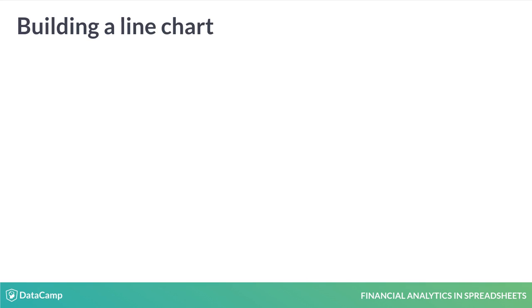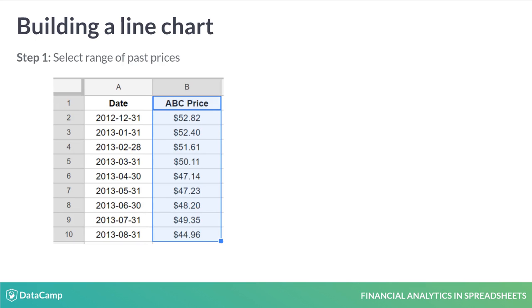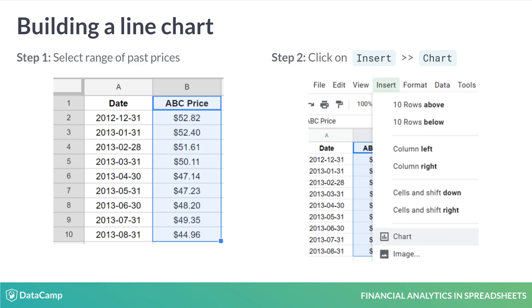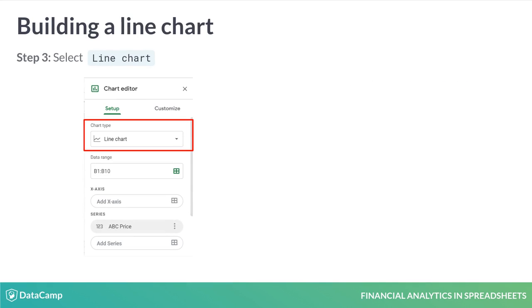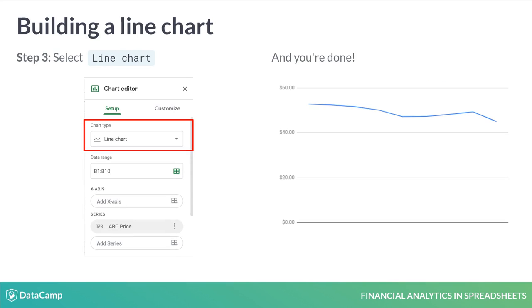Building a line chart with Spreadsheets is easy. First, you select the range of cells that you want to display. Next, you click on Insert and then on Chart. You should already see a line chart because the software will suggest the most appropriate graph for the data you selected. If not, in the chart editor, select Line Chart under the section Chart Type and you are done.